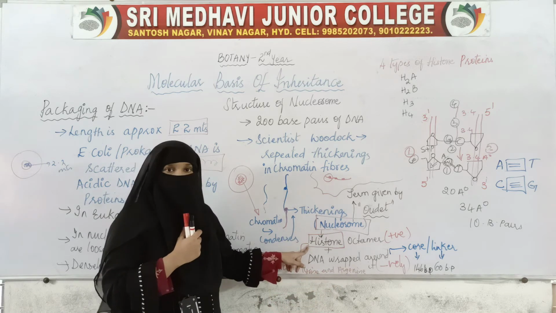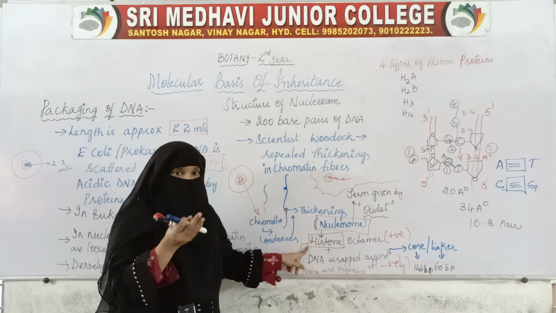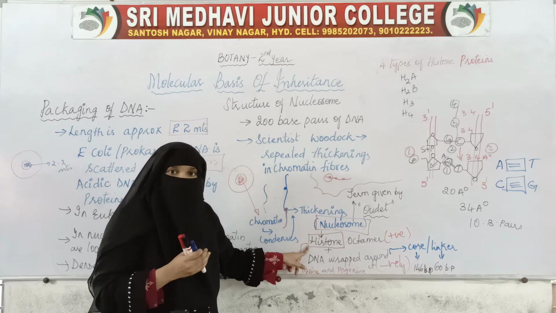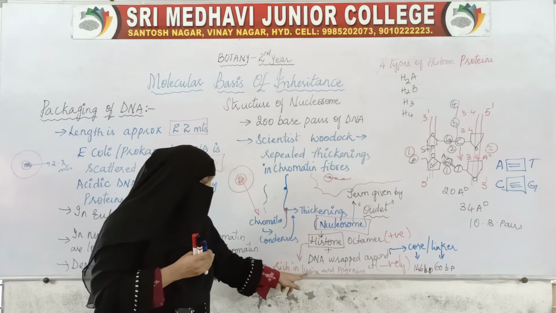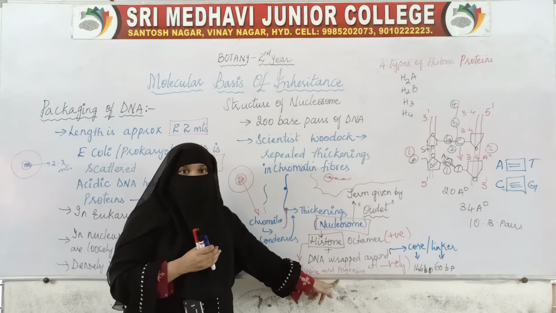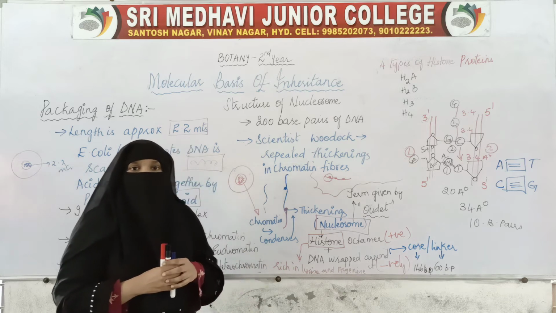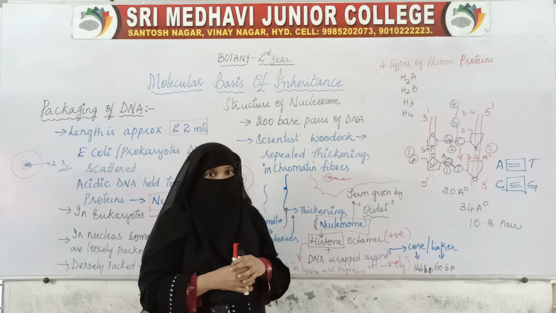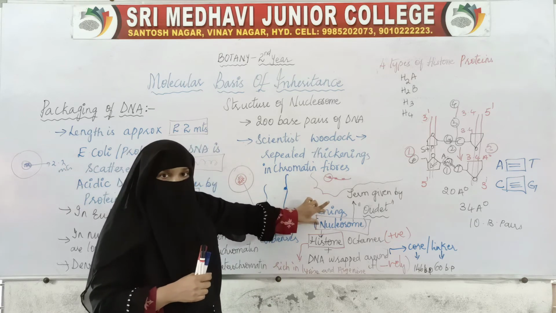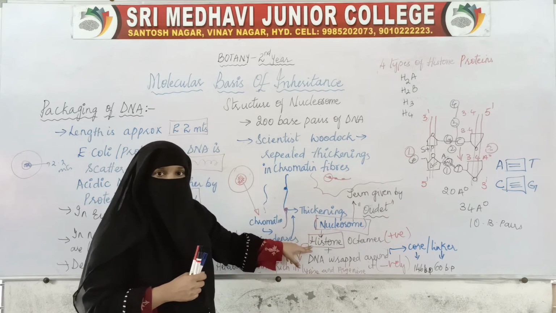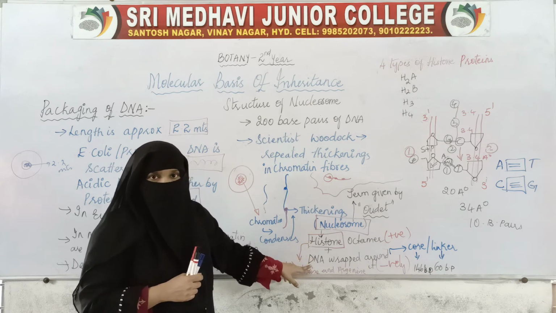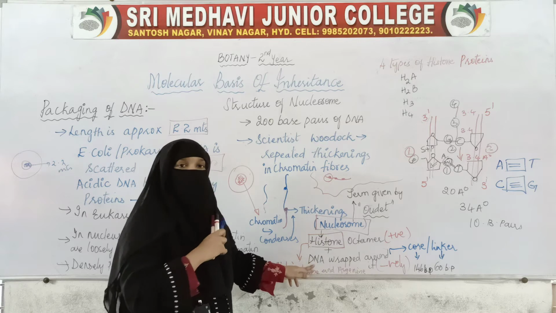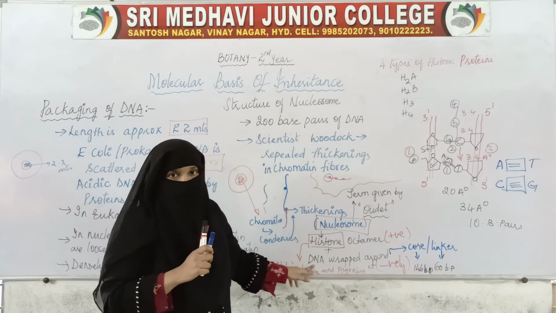So histone is a protein. As it is a protein, it is made up of amino acids. Which amino acids is it made up of? It mostly consists of lysine and arginine. So the nucleosome consists of histone proteins plus DNA wrapped around that. You just remember this.